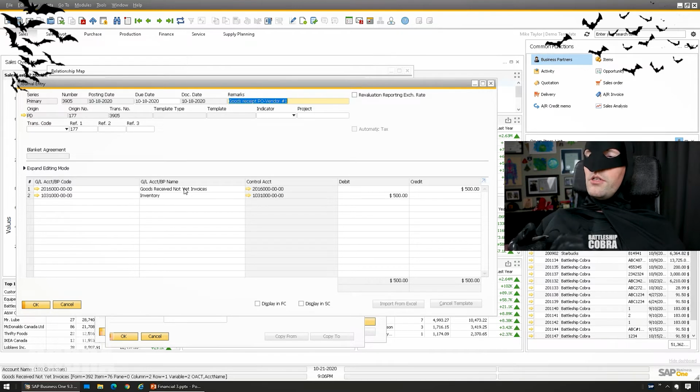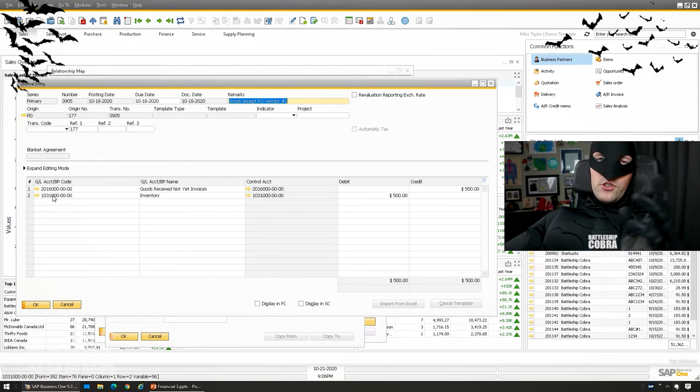The goods receipt not yet invoiced is increased and it's a liability. It's a 2,000 level account. We will owe money in the future, and the inventory is an asset which is increased. It's a 1,000 level account. Well, in this case, it's a million level, but it's a 1 in the front, so it's an asset. So you're increasing it with a debit. You're increasing your liability to goods received not yet invoiced.